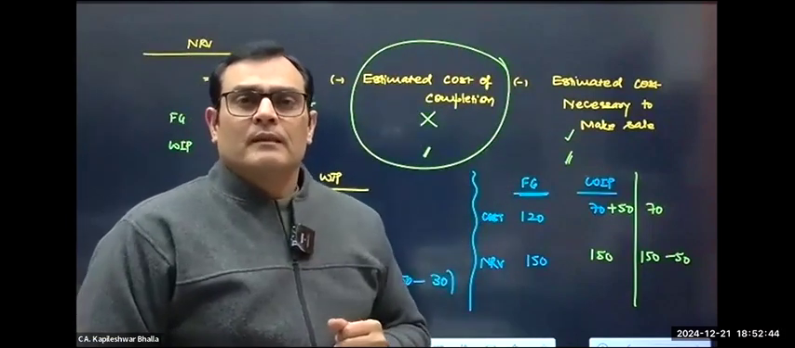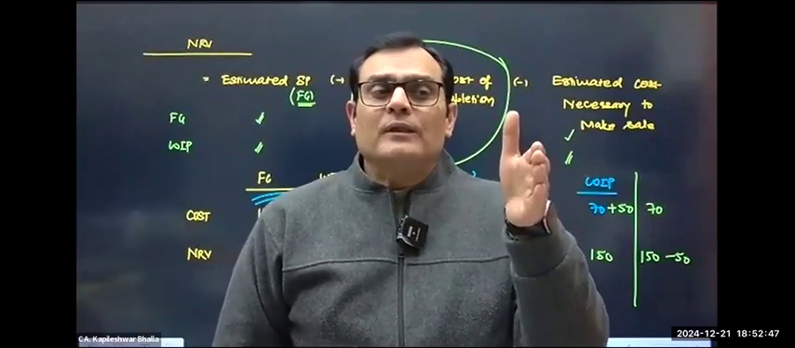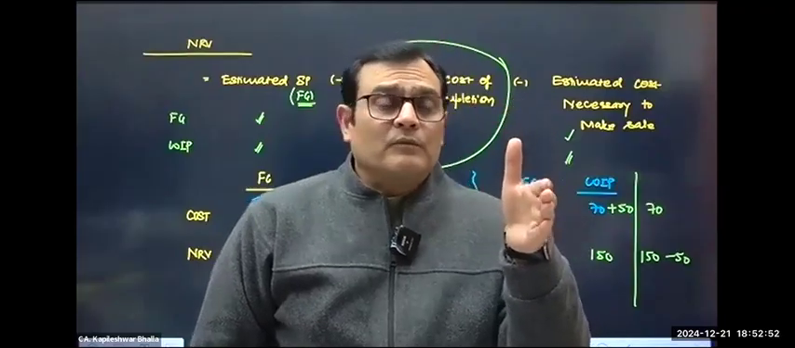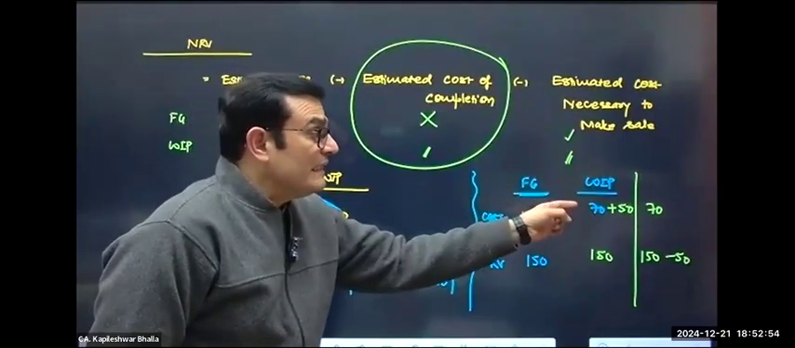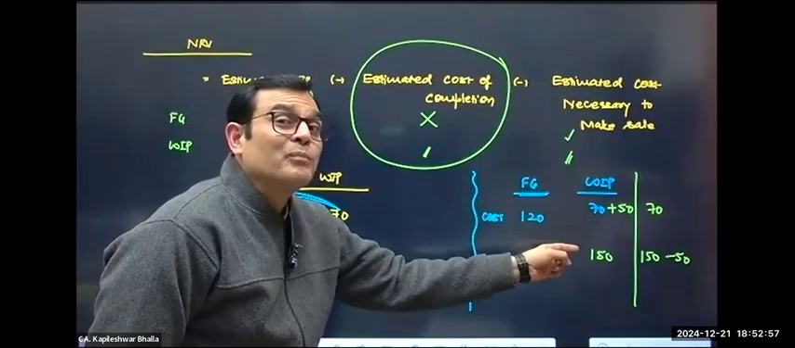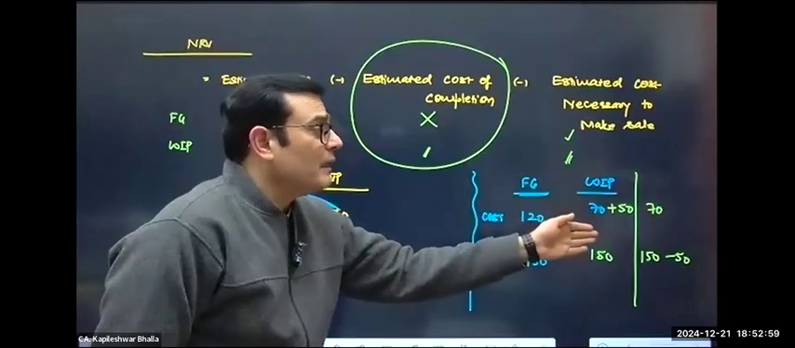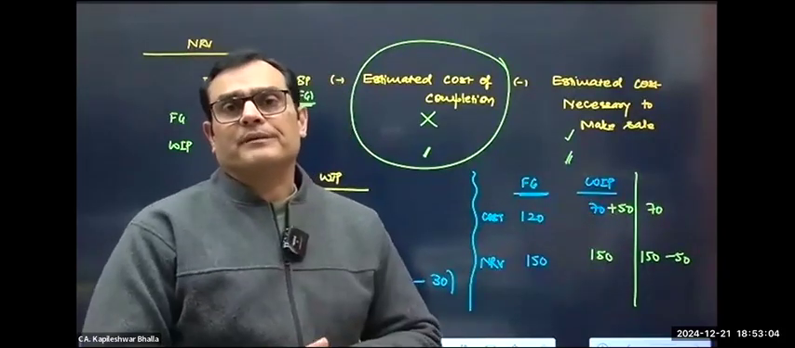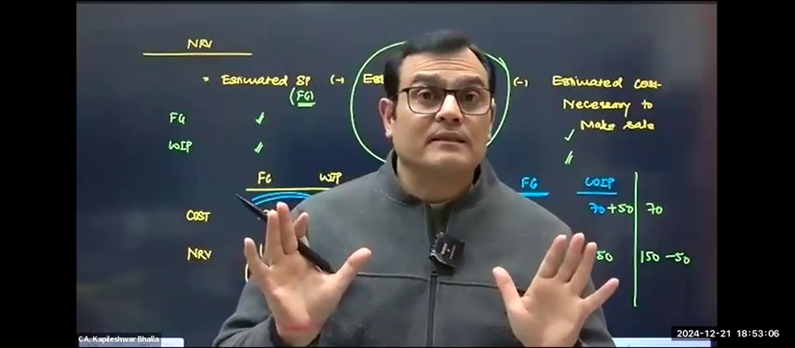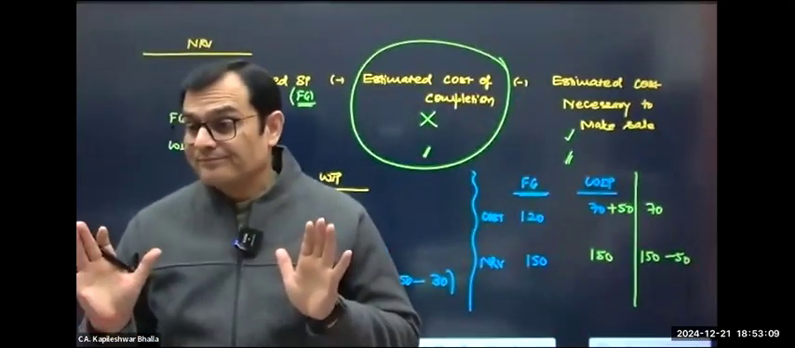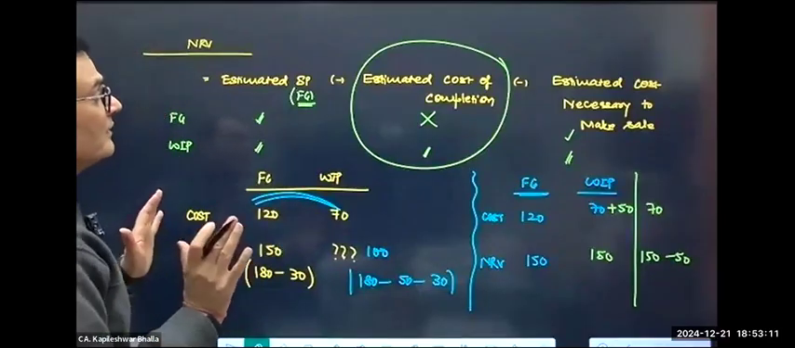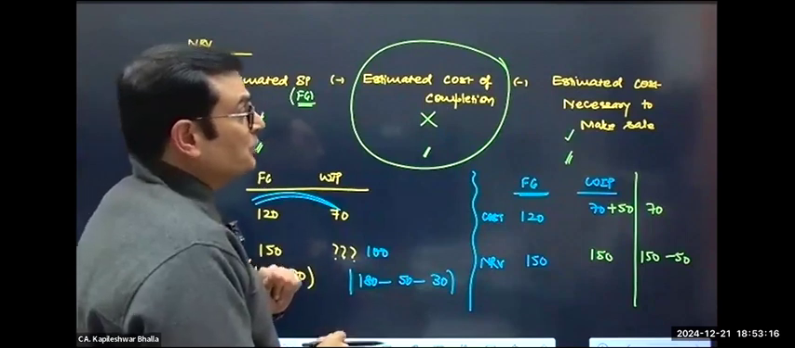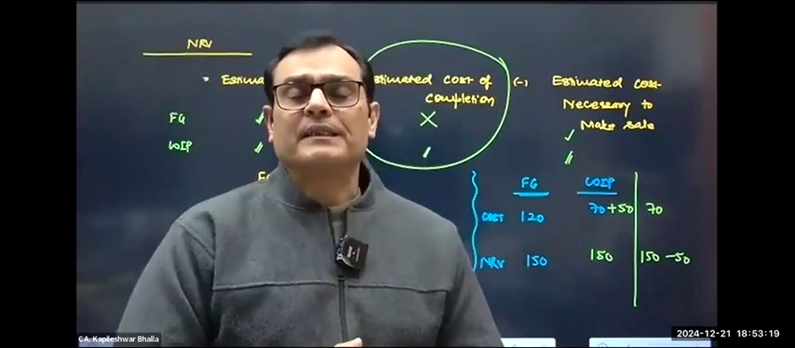Did you get the logic of why this estimated cost of completion is getting reduced for a WIP? Because when you're considering FG, you are comparing a cost of complete versus NRV of complete. But when you've got WIP, it is a cost of incomplete versus NRV of complete, not comparable. To make them comparable, either add the cost or reduce the estimated cost from NRV. Did it make sense? Great. So that is the reason we take estimated selling price minus the estimated cost of completion minus the cost necessary to make sale.